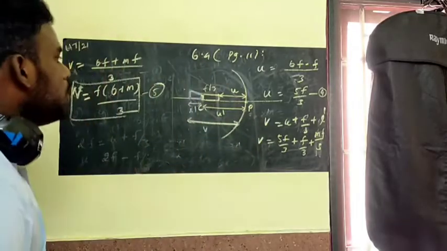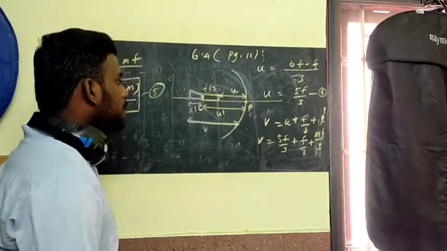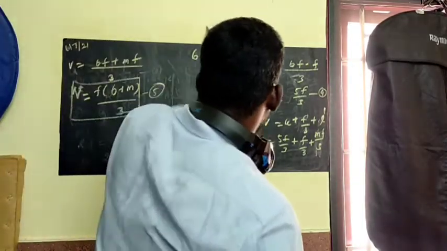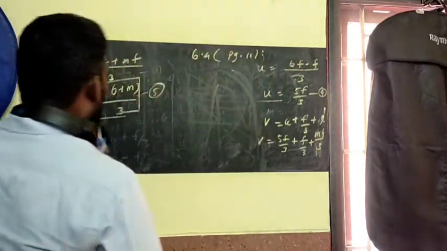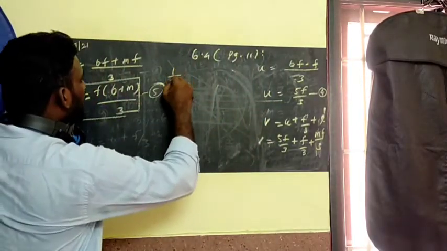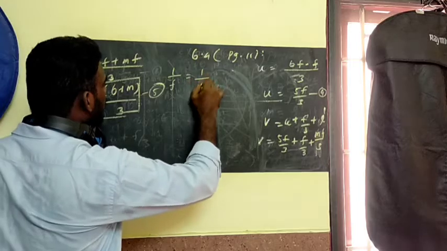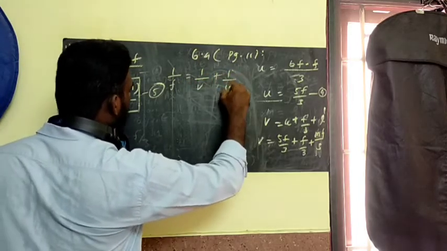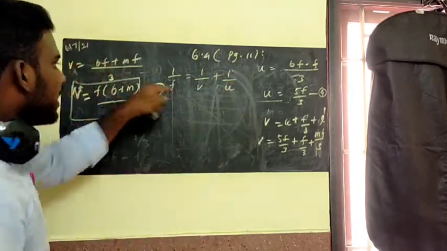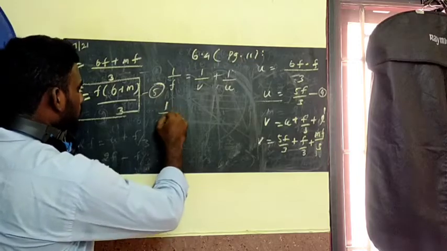So now, using the mirror formula, what's the mirror formula? We studied that. According to the mirror formula, 1 by f equals 1 by v plus 1 by u. In place of 1 by f, you put 1 by f.